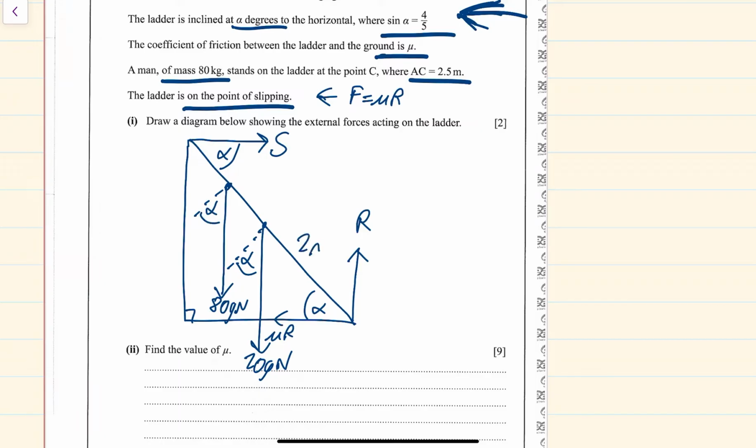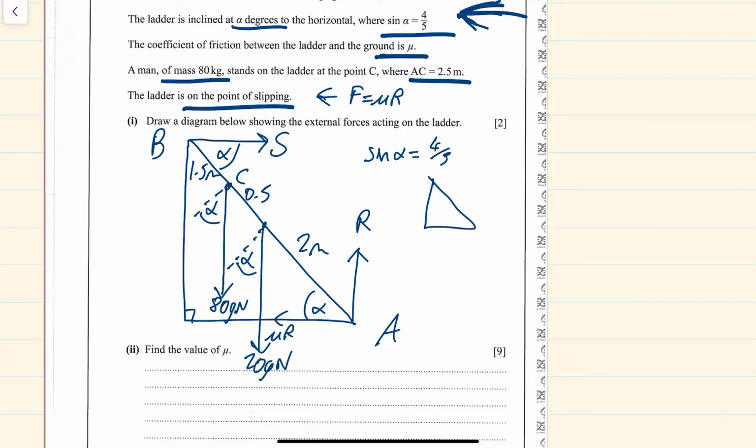And what else do we know? We know this distance is 2.5, so there's my A and there's my B, and that was my point C. And then this little distance here would be 1.5 meters. I don't know if they will need it. And what else we know is we're told that sine of alpha is equal to 4 over 5.